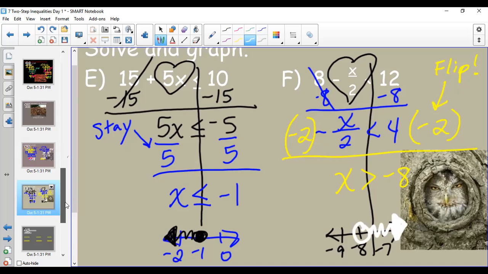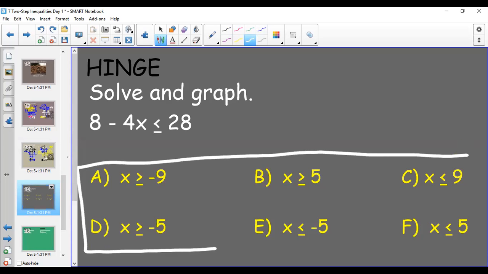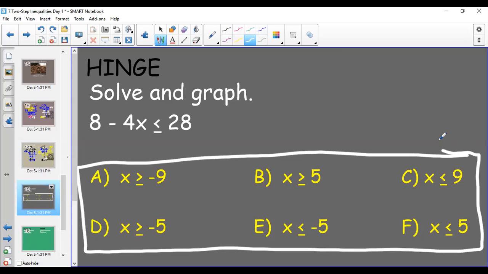All right, here's where you're going to try this on your own. Go ahead and solve this inequality. You should get one of these 6 questions, and we're going to answer this on Nearpod here in just a second.